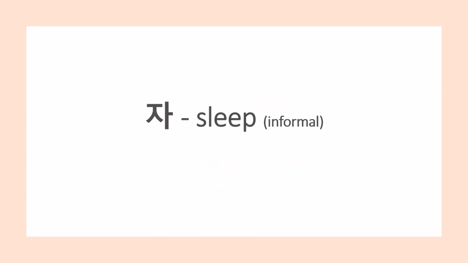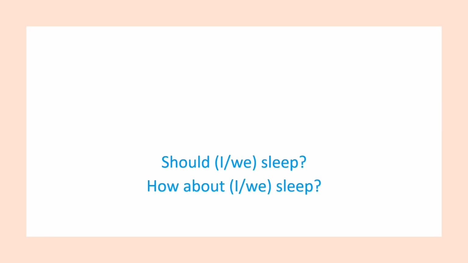자 means sleep, and it's a verb, and it's an informal way to say that someone is sleeping, or I'm sleeping, you're sleeping, he or she, they or we are sleeping. 자. Okay, then how to say, should I sleep? How about I sleep? 자볼까? Should we sleep?